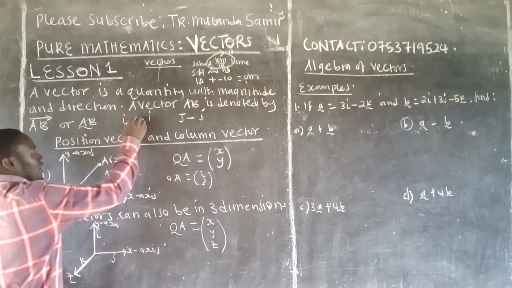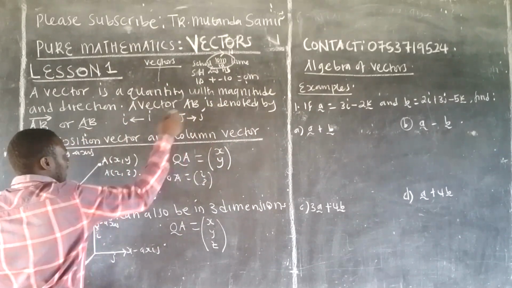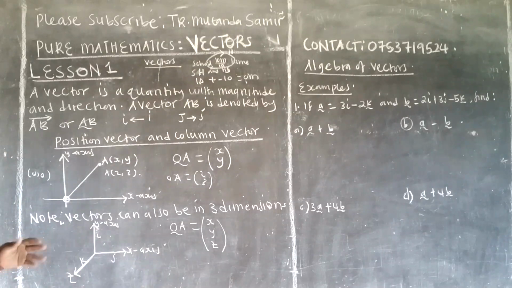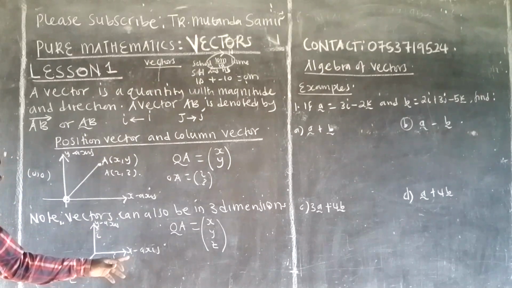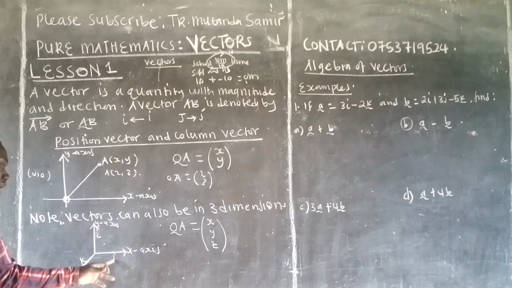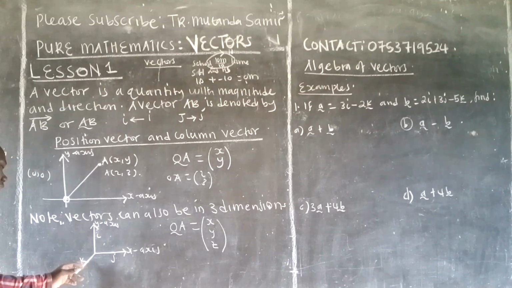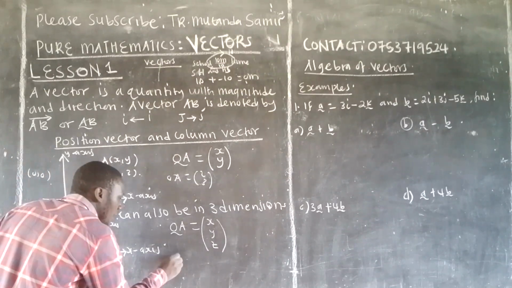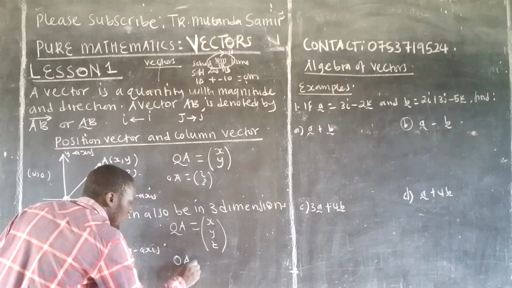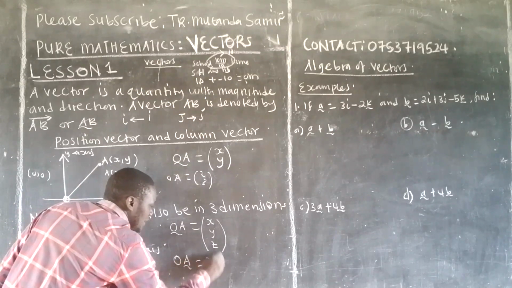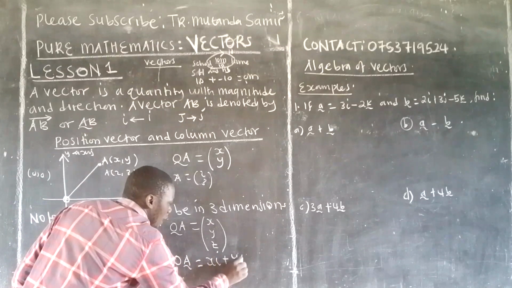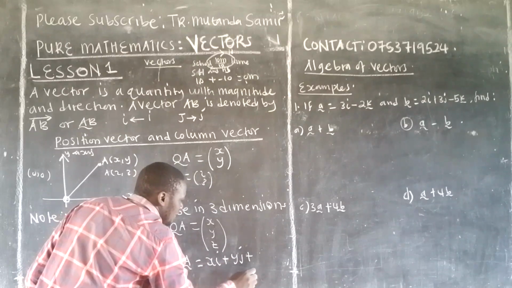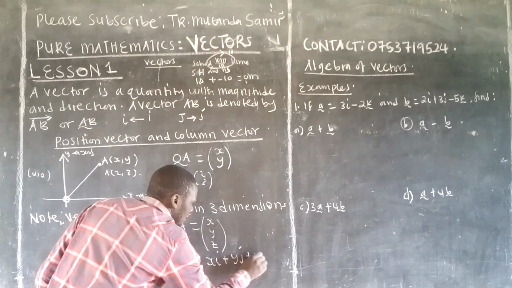That's how I write. My I is that. My J is that. So now the X is I, the Y is J, and the Z is K. And that gives us what we call the IJK unit vector notation. So it means that if you want to write vector OA, it will be the same as X in the I plus Y in the J plus Z in the K.